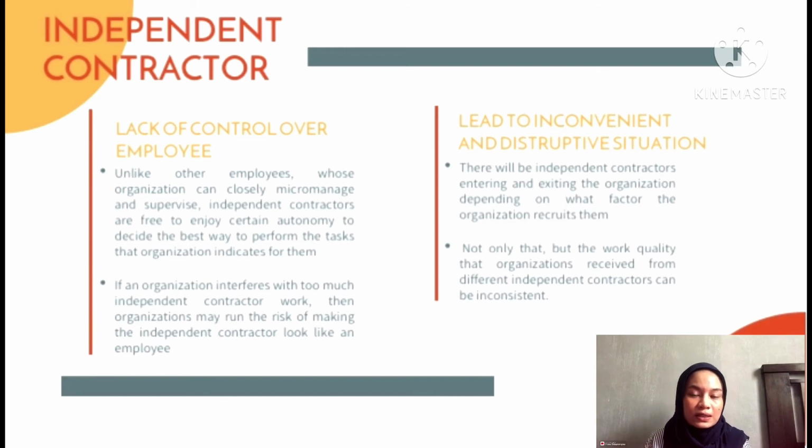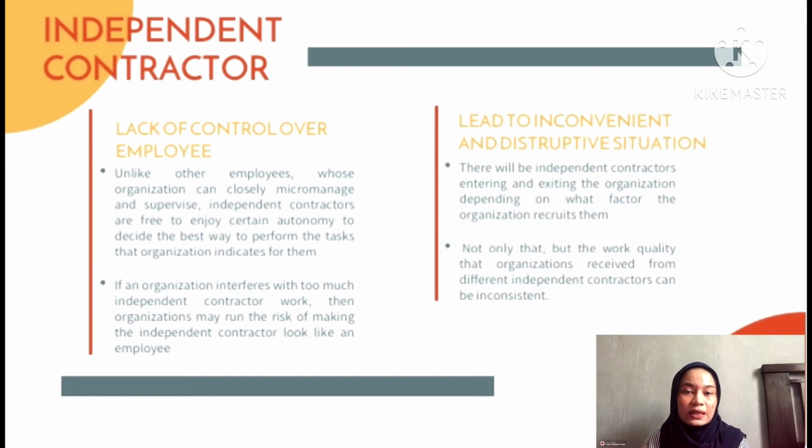If an organization interferes too much with independent contractor work, then the organization may run the risk of making the independent contractor look like an employee, which according to the law, the organization has to provide compensation, insurance premium, payroll tax, and many more. Then, if an organization wants to have full control over what the independent contractor does and how they do the task, then classify them as employees.